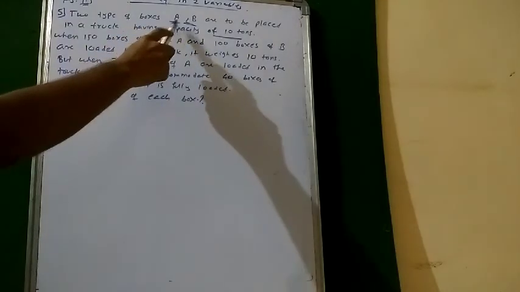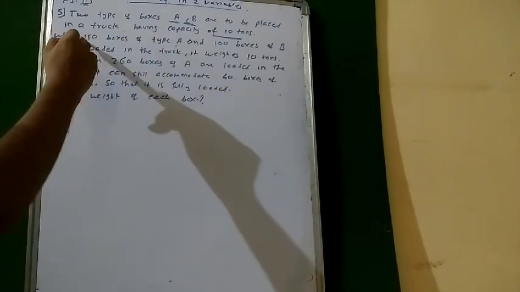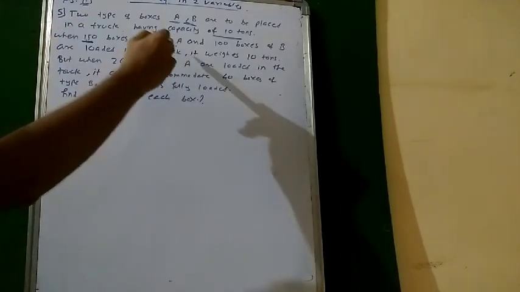So we have two types of boxes, box A and box B, and the capacity of the truck is 10 tons. It means the truck cannot hold more than 10 tons. When 150 boxes of A, meaning the first condition is we are putting 150 boxes of A and 100 boxes of B.